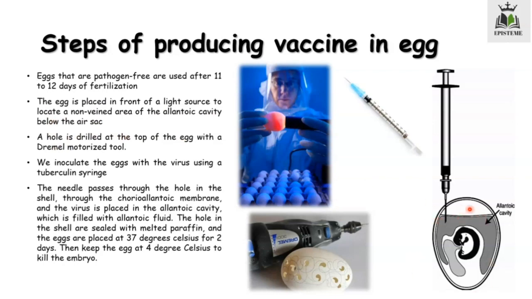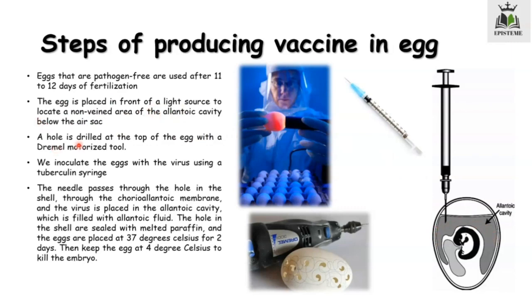So you see the structure. This white area is the air sac, and just below it we have the allantoic cavity, which is filled with allantoic fluid, and this one is the embryo. Using this torch, the person is pointing it at the air sac, so this part is very light colored, and after that we have these red regions, which may be the embryo. We locate the allantoic cavity, which has no veins in it because it's a fluid.